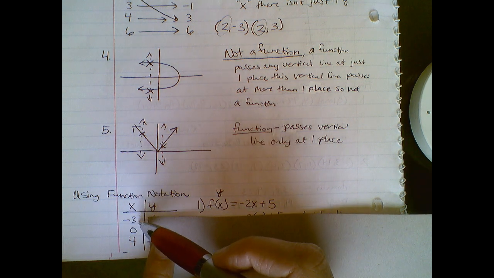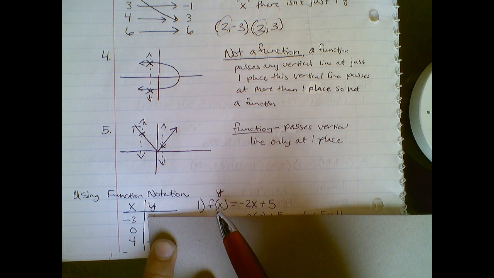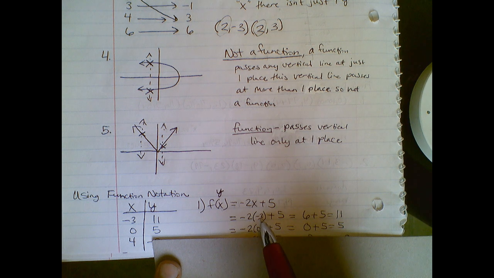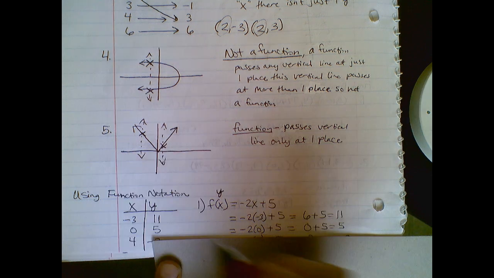Now they're going to give you a list of x values, so you're just going to replace that x with -3, 0, and then 4, and you need to solve for this y. So if I start off with plugging in -3 here, and I simplify that down to order of operations, I would multiply first and then add. So 6 plus 5, I would get 11. So then that's how I'm getting that 11 over here.